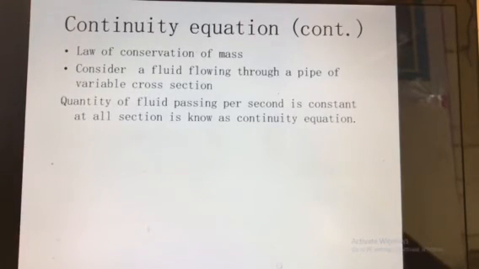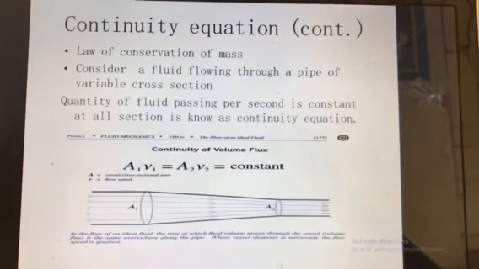Okay, this is the continuity equation. For a fluid flowing through a pipe, at all the cross sections the quantity of fluid per second is constant, or it should be constant at all the cross sections. So finally it will become the flow rate at section 1 and flow rate at section 2.